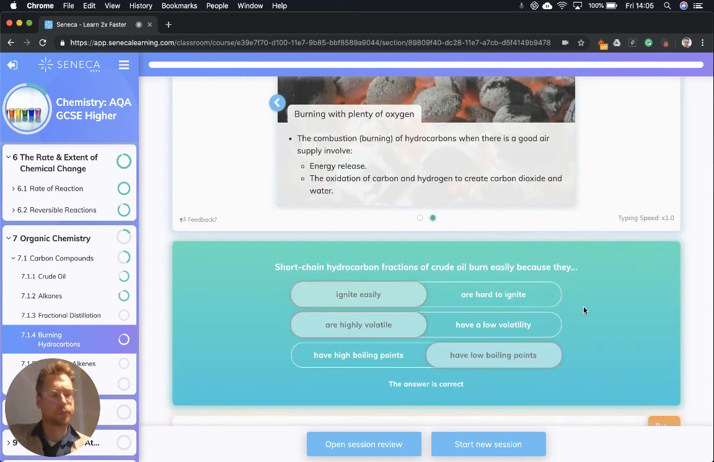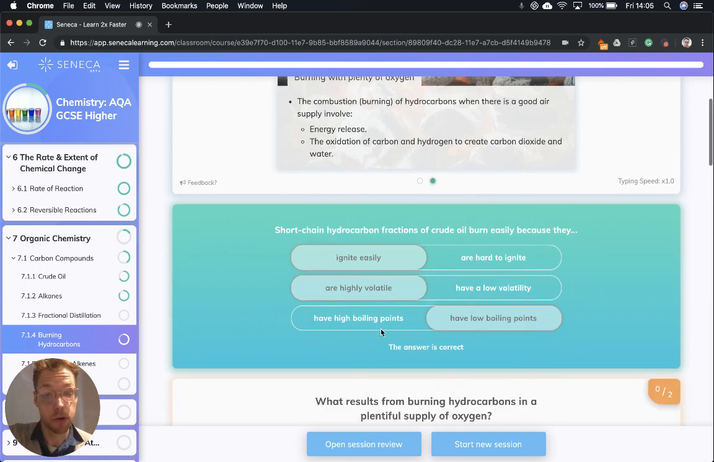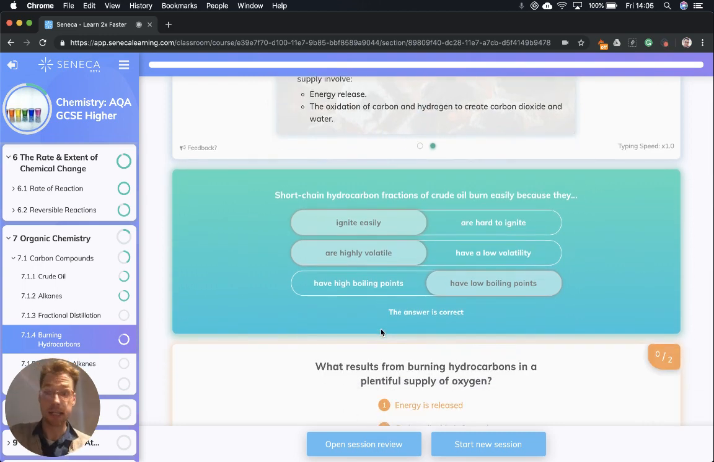Okay, so like I mentioned before, hydrocarbons make a really good fuel, particularly short chain hydrocarbons. And it's because they ignite easily, they're highly volatile. Volatile means that they can evaporate easily or make vapor. And they also have a low boiling point. Low boiling points are good because it means you have to put less energy in to heat it up.